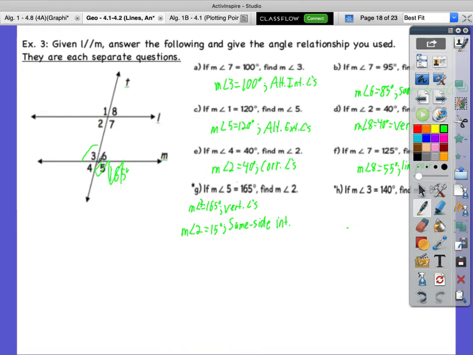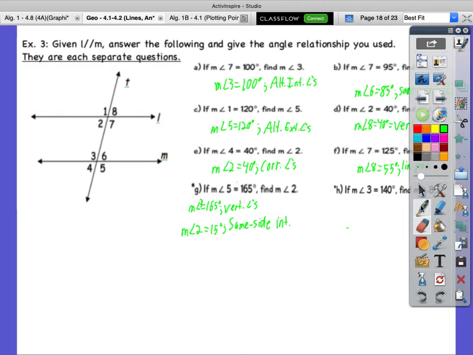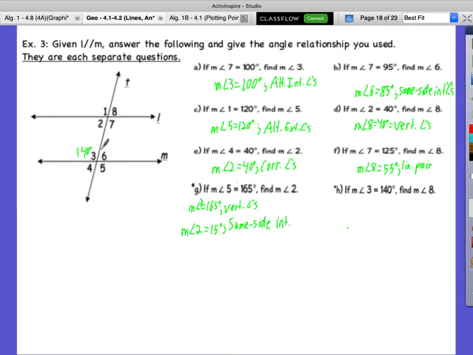So there's a few different ways you can do this. Does somebody have a suggestion on how we go from 3 to 8? Okay, Graydon. A linear pair between 3 and 6. They form a linear pair, so they add up to what? 180. So angle 6 is 40 degrees. So we say, okay, measure of angle 6 is 40 degrees. And we know that because they're a linear pair. So we write that down.